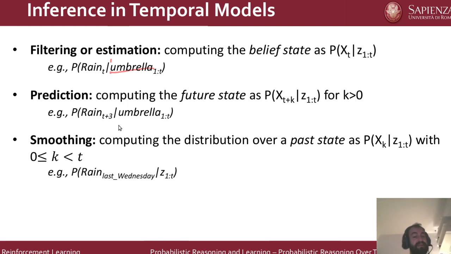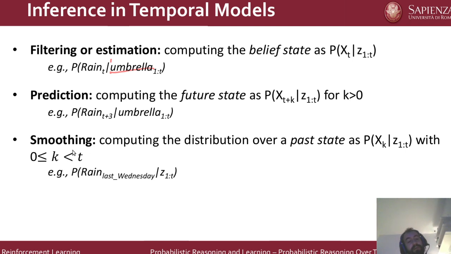Prediction is slightly different, although related. Now we don't want to know what is the current state, but we want to predict the future state given the sequence of all the observations until today. So for example, we want to know whether it will be raining 3 days from today, given that we have seen these values for the random variable umbrella from the beginning until today.